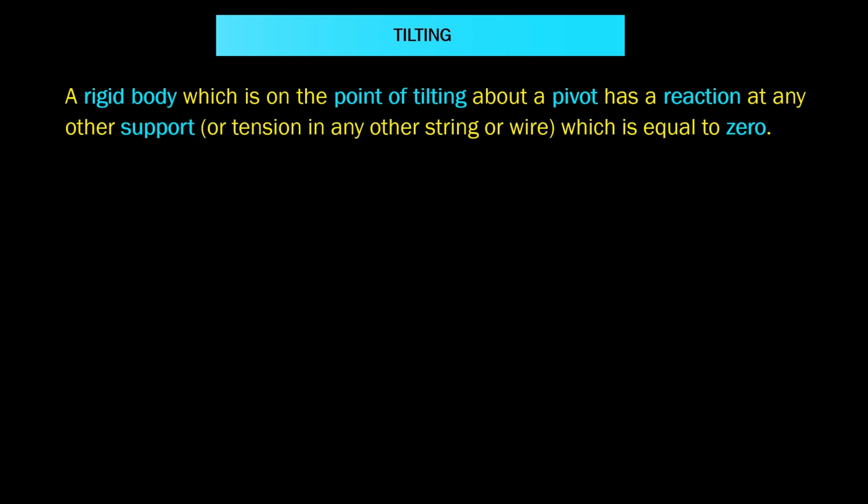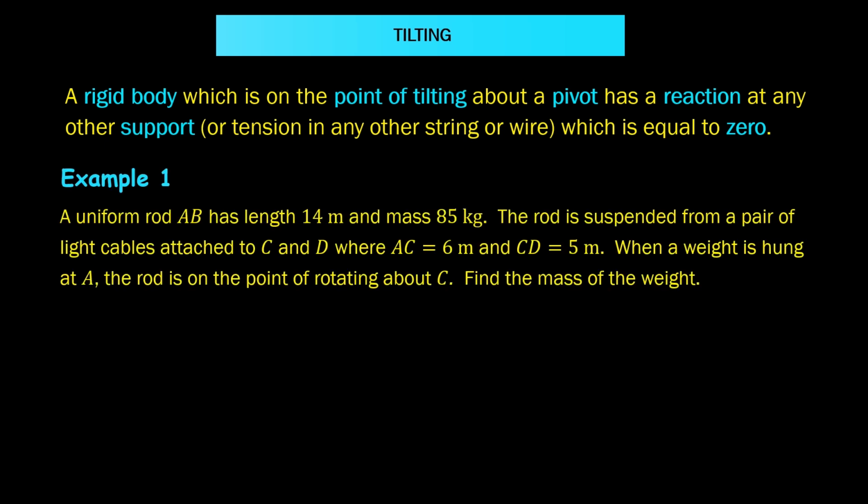A rigid body, which is on the point of tilting about a pivot, has a reaction at any other support or tension in any other string or wire which is equal to 0. Let's take a look at an example.